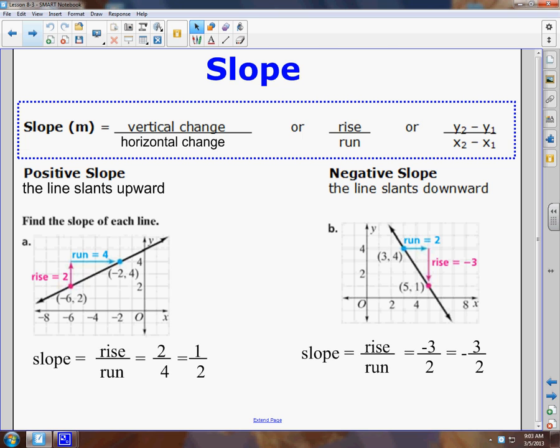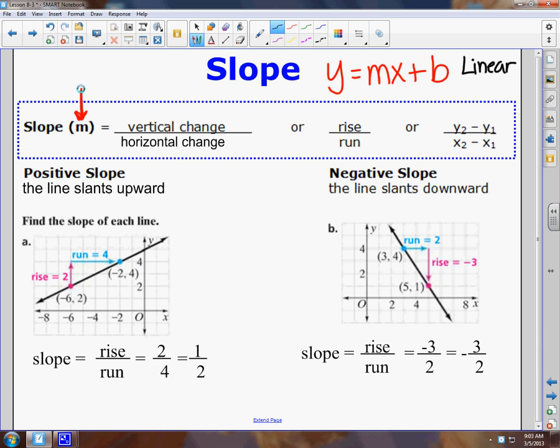Okay, slope has this letter M. Don't ask me why. I have no idea why they named it M. But in the equation, you're going to see this equation, y equals mx plus b. That is the equation for a linear graph. Line, remember this is line from yesterday. M is the slope, and b is the y-intercept, which we'll talk about later. So you probably want to add that to your notes.